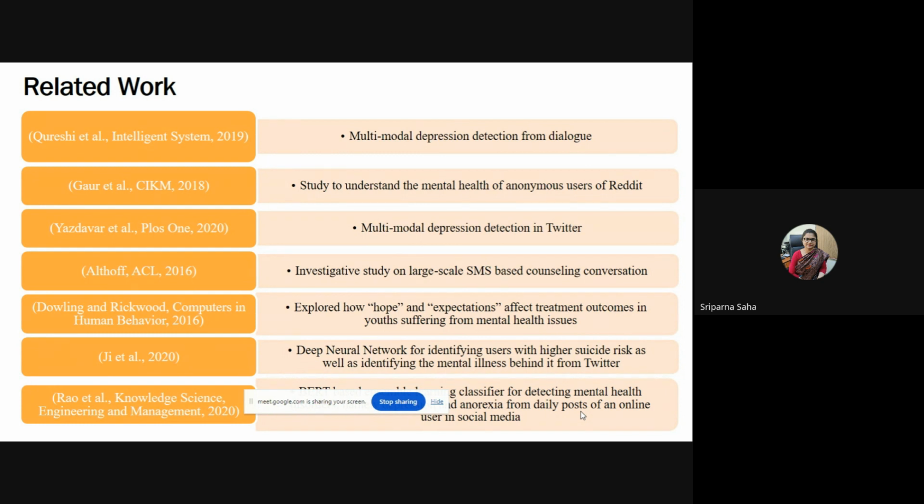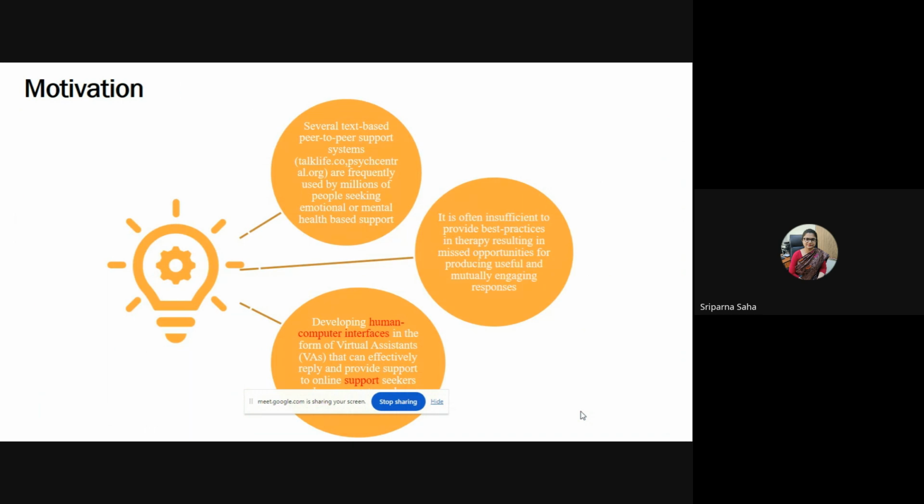There are some works on multimodal depression detection from dialogue, some studies to understand the mental health of anonymous users of Reddit, and multimodal depression detection in Twitter, but there is no work in developing some chatbot for patients who are suffering from some mental disorders. So we are the first to start working on developing some chatbot for patients who are suffering from some mental diseases.